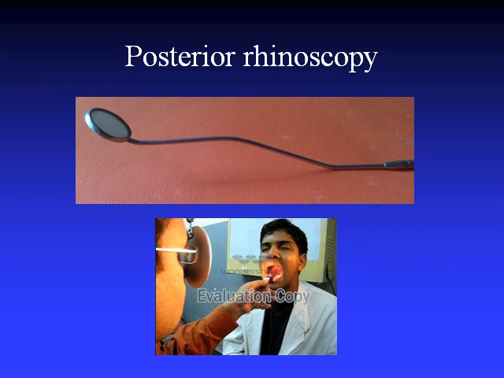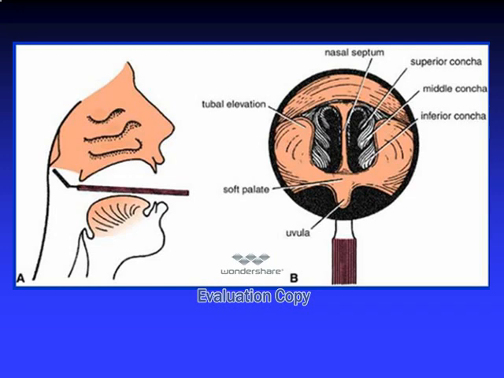What are the structures that can be seen by posterior rhinoscopy? We can see the posterior pharyngeal wall, where the adenoid may be present, the posterior part of the nasal septum, Eustachian tube orifices, uvula and soft palate, also the posterior end of the middle, inferior and superior turbinates.